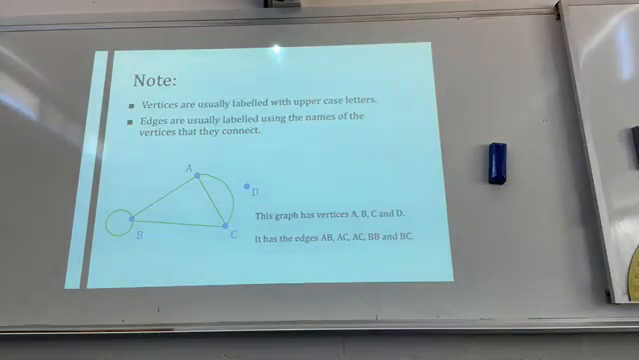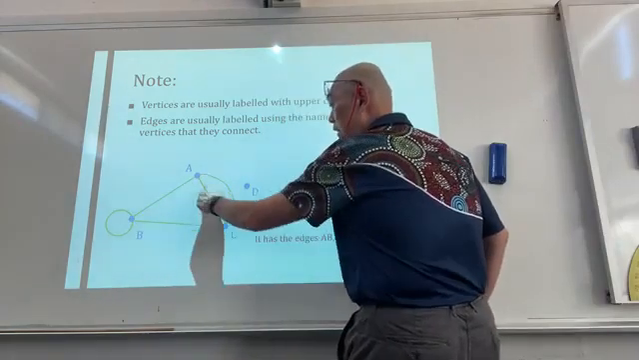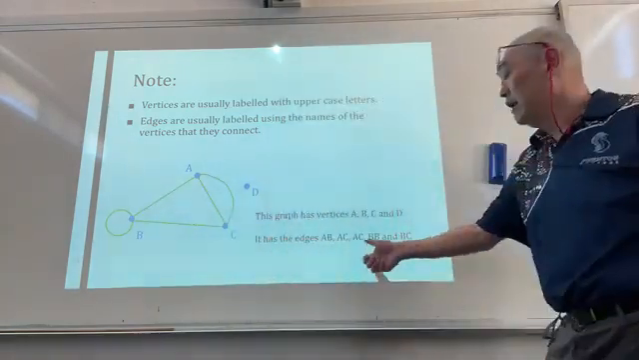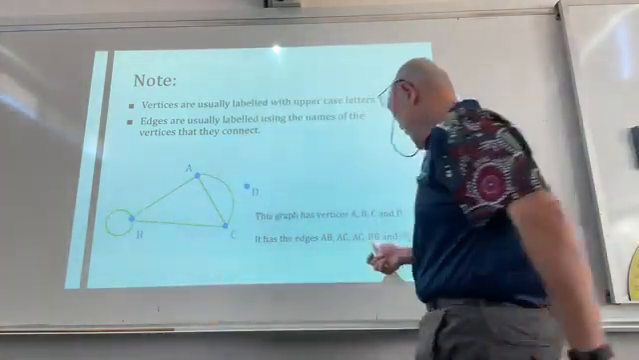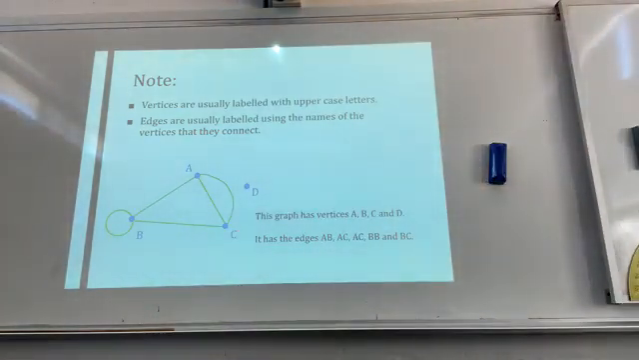Now, vertices are usually labeled with uppercase letters. Edges are usually labeled using the names of the vertices they are connected to. So for example, this graph has vertices A, B, C, and D. And it has edges AB, AC, that's 1 and 2. Edges AC, BB because there's a loop, and BC, that's 1 edge. There's nothing to D, therefore you cannot describe anything to D. There's no edge to D at all.